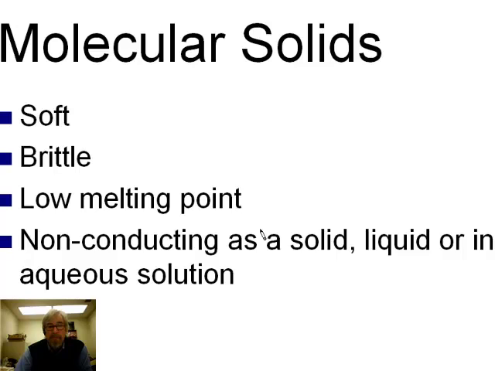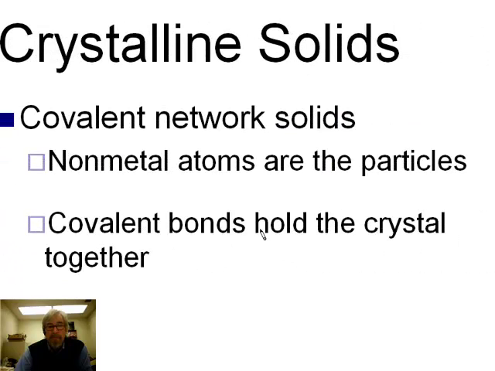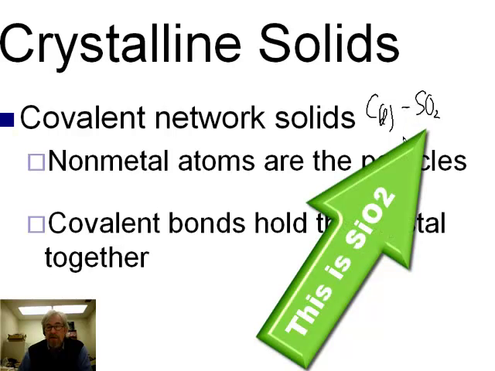Another type of solid is called a covalent network solid. In a covalent network solid, non-metal atoms are the particles that are at the lattice sites. And typically you're going to find that crystalline solids consist of carbon, diamond, that's an example of a crystalline solid, and SiO2. These are probably the most common covalent network solids. Silicon also makes a covalent network solid.